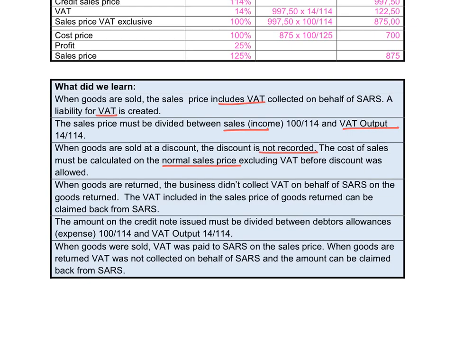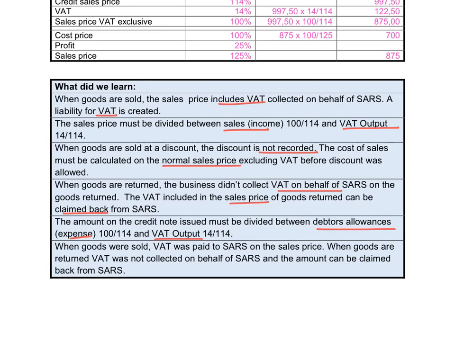When goods are returned, the business didn't collect the VAT on behalf of SARS on the goods returned. The VAT included in the sales price of goods returned can be claimed back from SARS, therefore we will debit VAT output. The amount on the credit note issued must be divided between debtors' allowances to create an expense that will decrease the profits and VAT output.